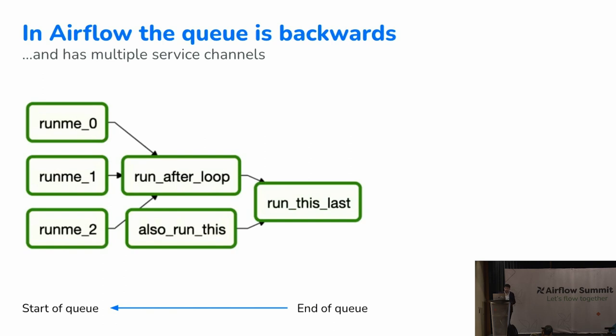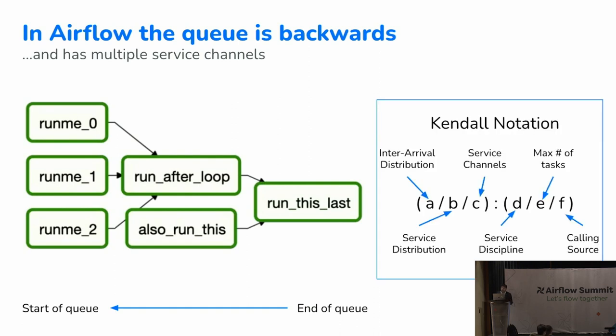They start with the "run this last," that's the end of the queue. And then we have our service channels, which are the run after loop, also run this. And we have our sources, which is run me 0, run me 1, run me 2. So it's the same thing, it's just backwards. And you have different service channels, which are going to be the processing things in the middle of that DAG.